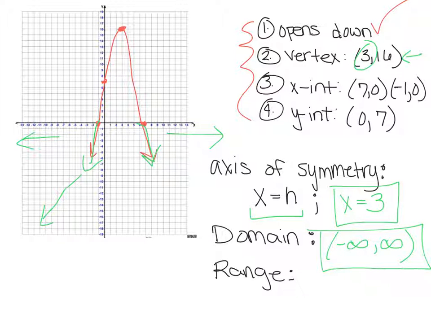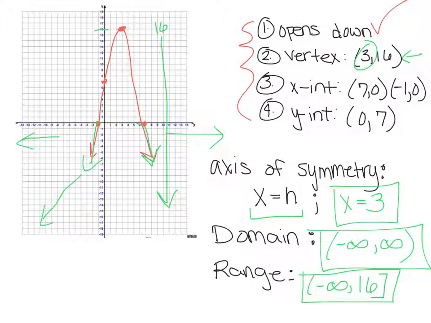Now we want to know the range, and the range is the set of all y values. So as you can see by looking at our parabola, the y values start at +16, and then they keep on going down forever and ever and ever. So our range is -infinity to +16. And remember, we need to have a bracket next to our number and then parentheses next to the infinity signs. And these are our answers.